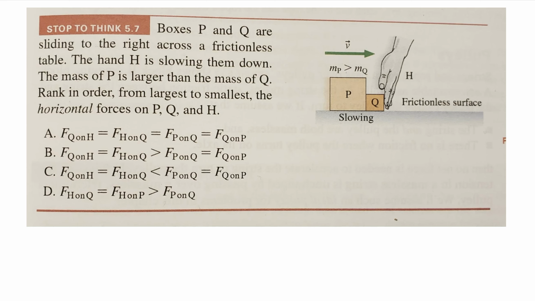So you're eliminating D immediately because the forces are not equal. Which forces should be equal? FP on Q and FQ on P. So P on Q and Q on P, we should have an action-reaction pair there. And we don't have that in D. Okay, good. And I don't think it's A, based on the previous problem. They can't all be equal because they don't have the same mass. Okay, good. So we can eliminate A. I think it's C.